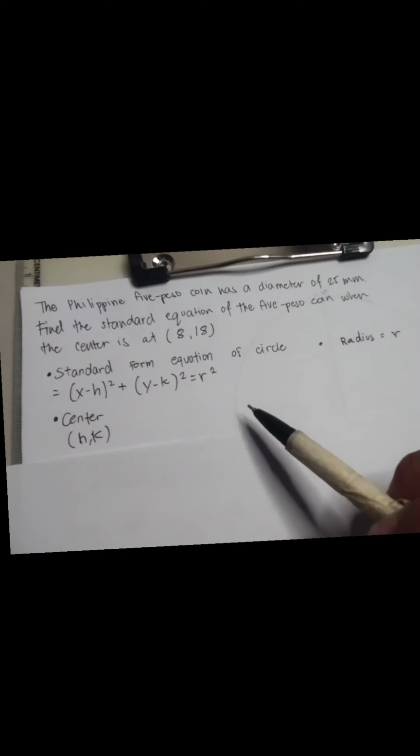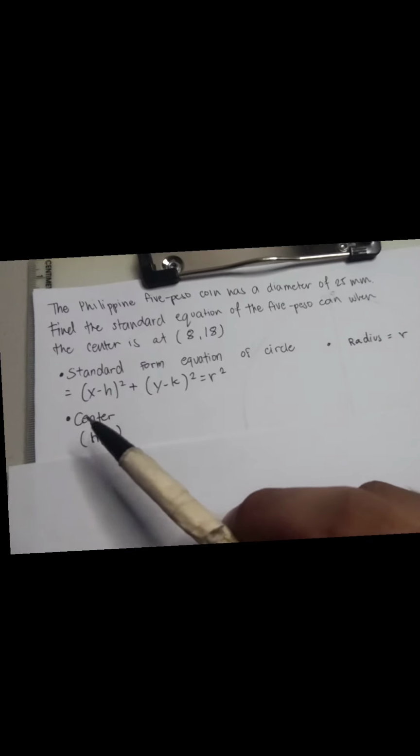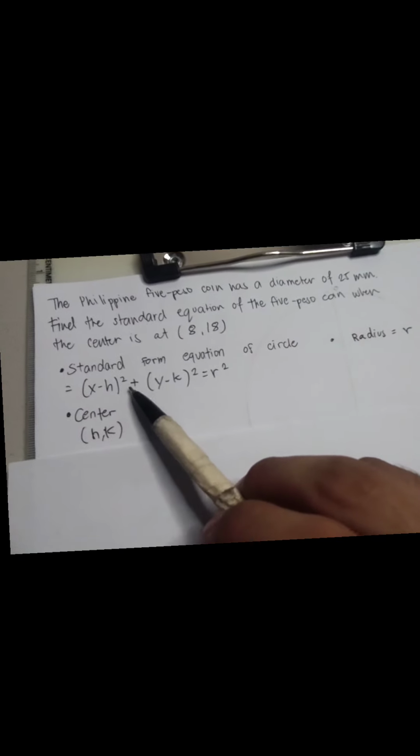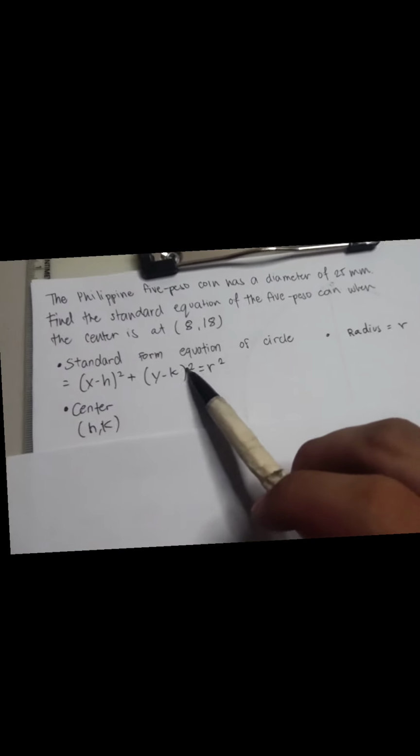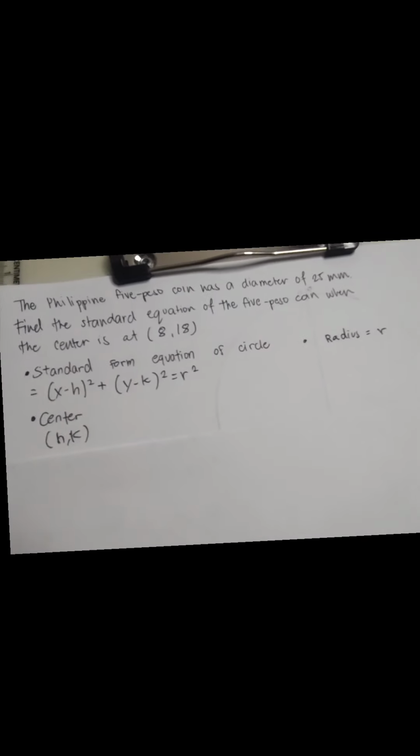The Philippine 5 peso coin has a diameter of 25 mm. Find the standard equation of the 5 peso coin when the center is at (8, 18). The standard form equation of the circle is the formula (x - h)² + (y - k)² = r², where r is the radius.